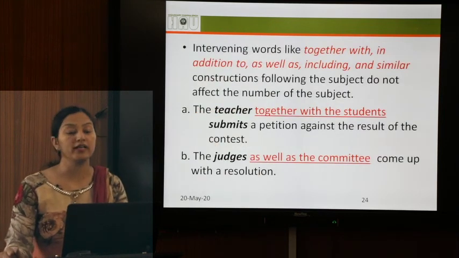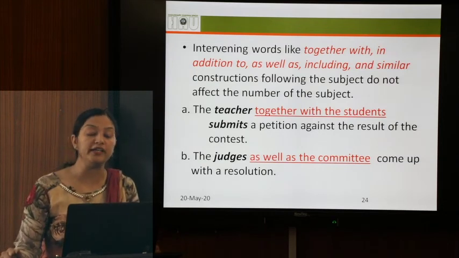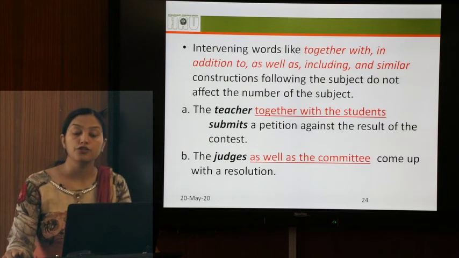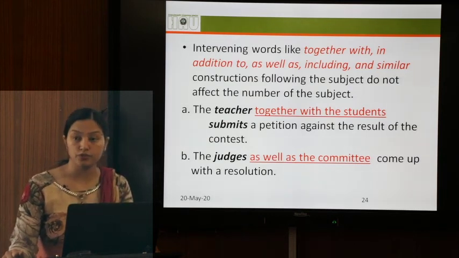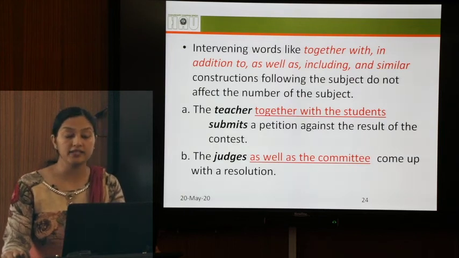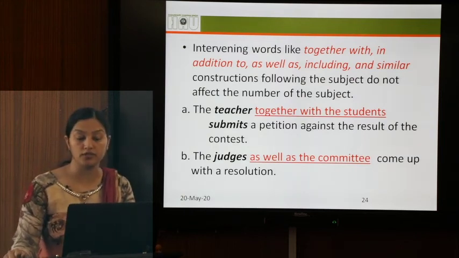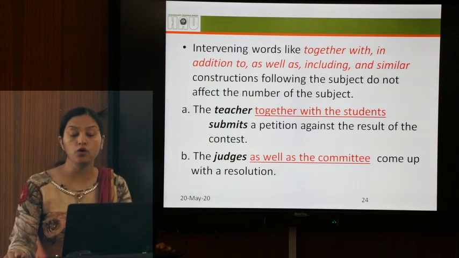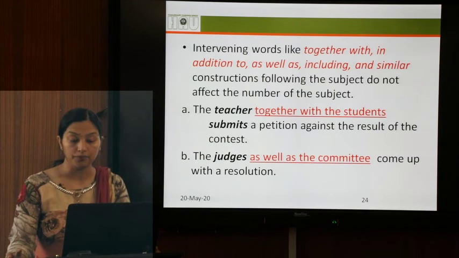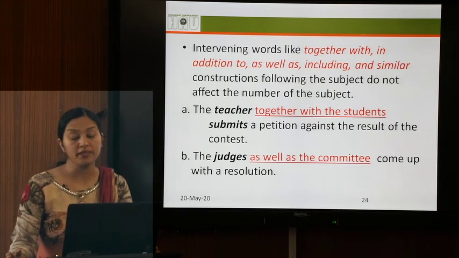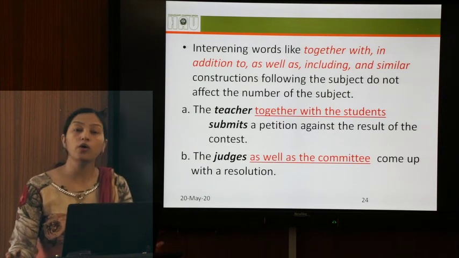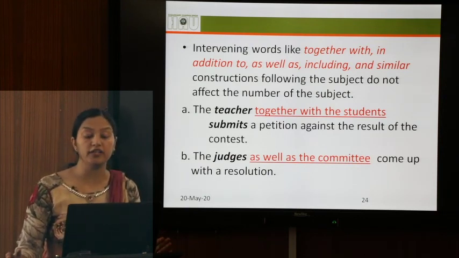Now sometimes you get confused whenever you look at intervening words after the subject. So what are intervening words? Like together with, in addition to, as well as, including, similar. The sentences having such constructions following the subject do not affect the number of the subject. So, the teacher together with the students submits a petition against the result of the contest. So don't get confused with these kinds of intervening words.